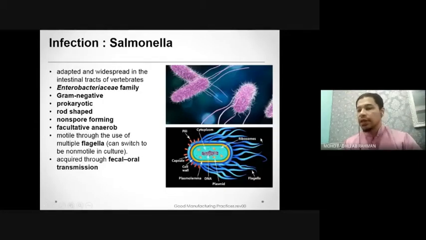Ini dia punya yang belakang ni. Flagella. Okay, cara dia bergerak, motile. So it is acquired through fecal oral transmission, from the feces and then consumed by human. So this is the first pathogenic bacteria involved in infection.